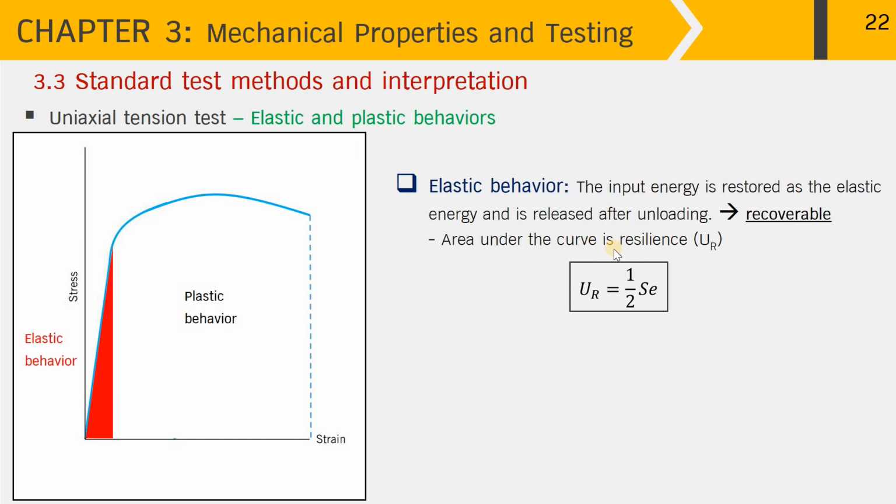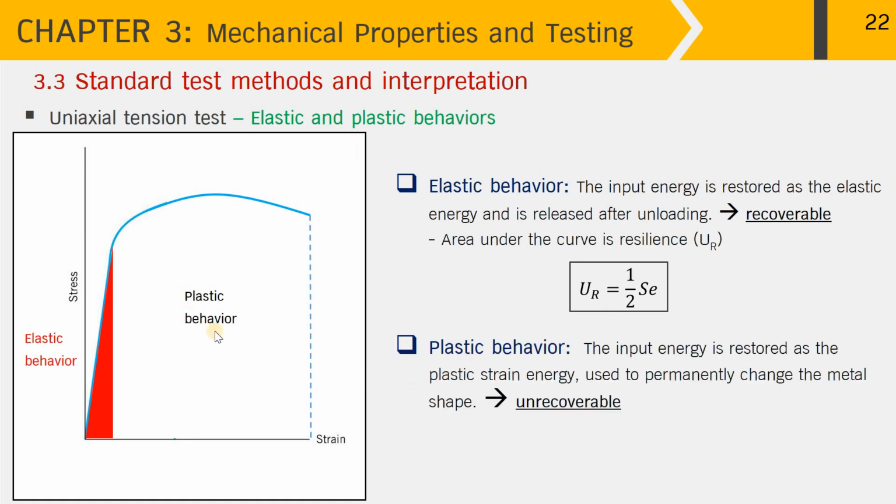The area under the curve is called resilience, or UR, from this expression that is equal to 1/2 stress times strain. It looks like the area of the triangle here, with the strain as the base of the triangle and the stress as the height. Beyond this point, over this area, the metal experiences plastic deformation. Here the plastic behavior means the input energy is stored as plastic strain energy and is not recoverable. It is permanently used to change the metal shape.